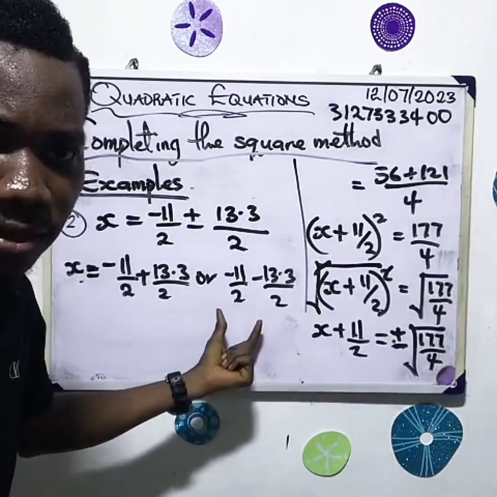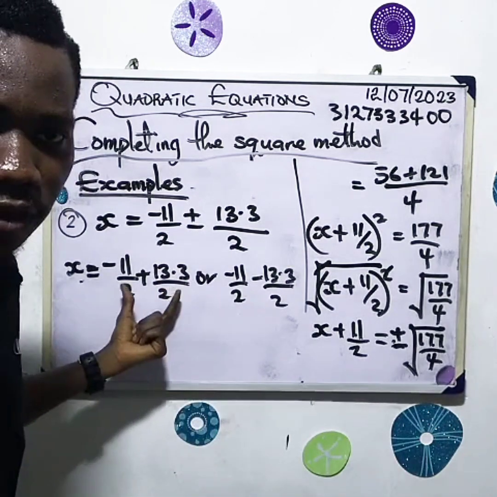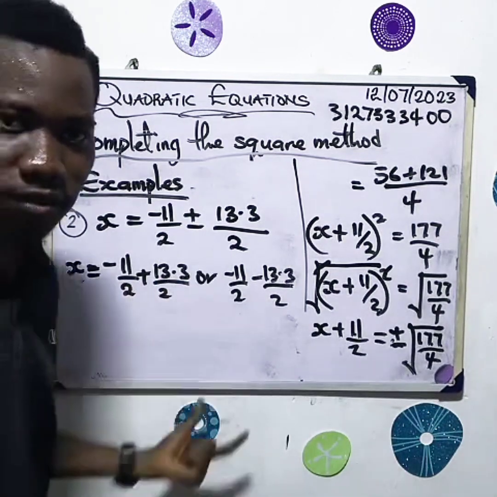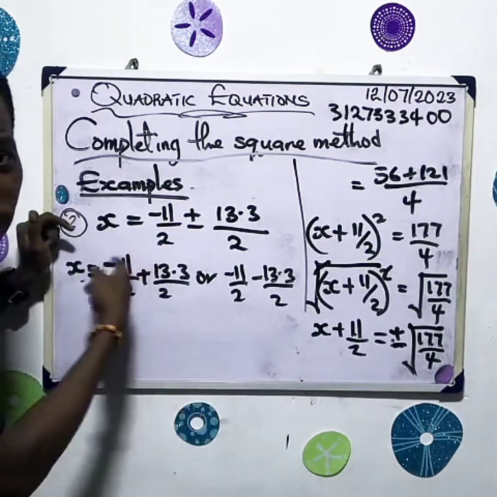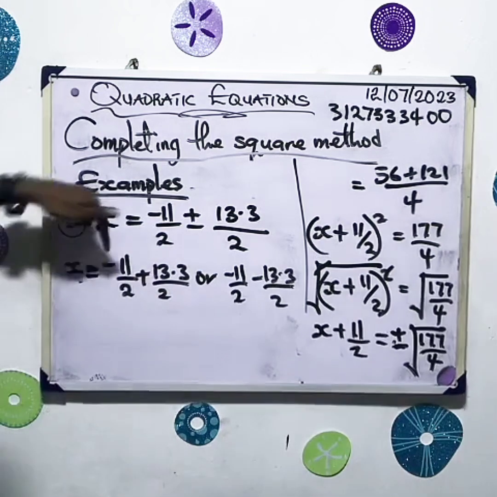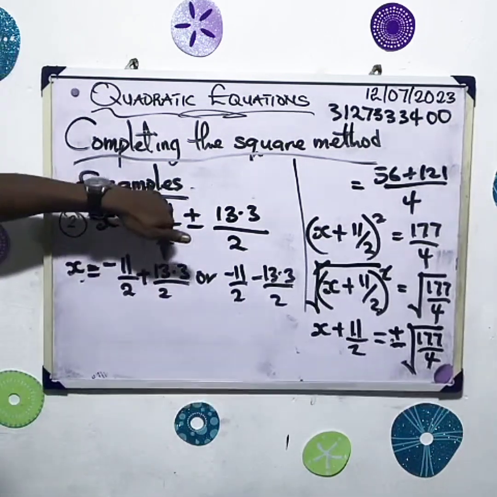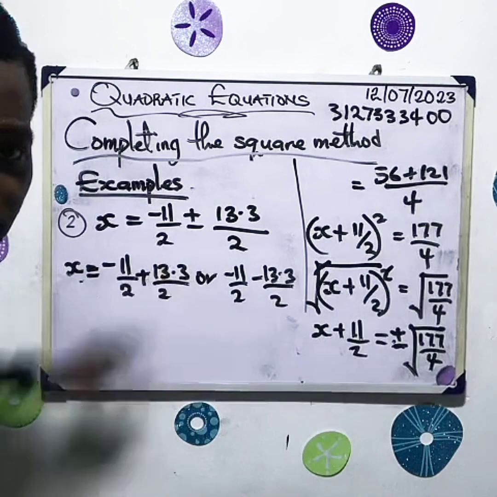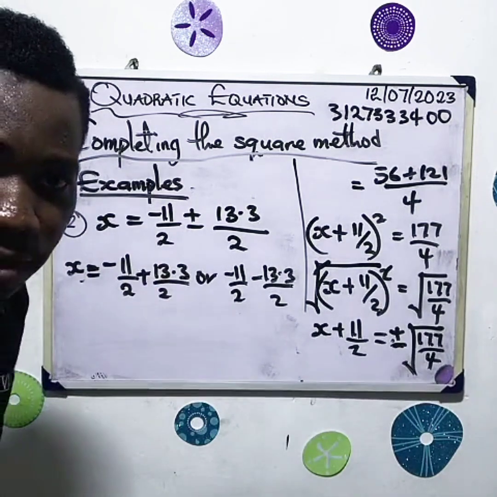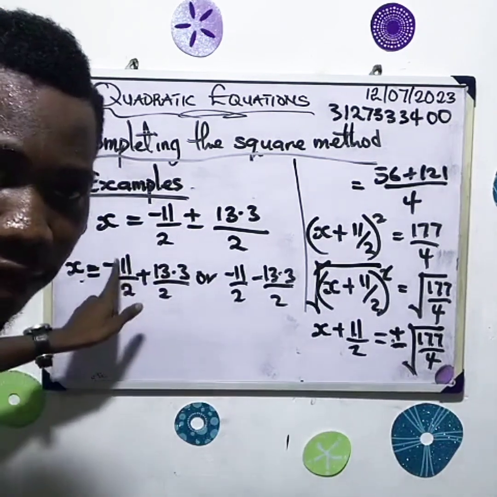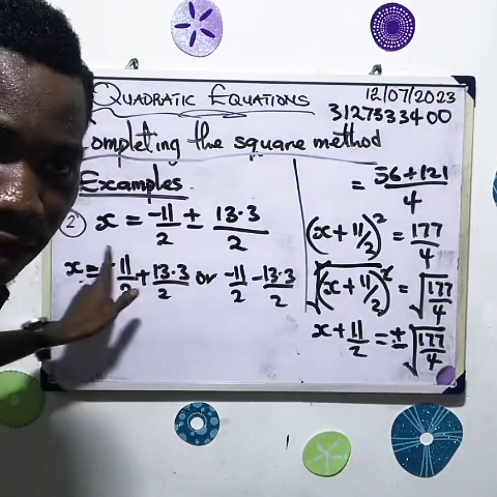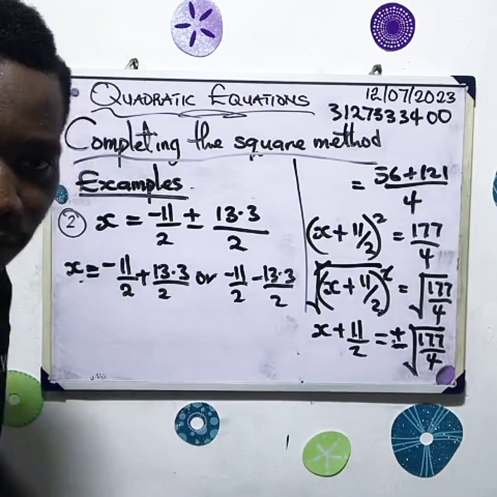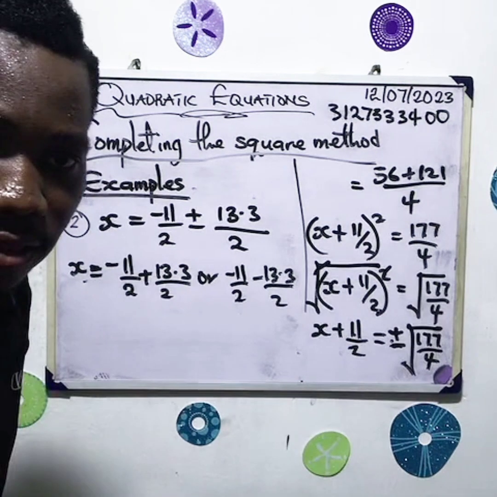Can you leave your answer there? No, we cannot stop here. We're not done. We'll have to finish it. So now, both of them have the same denominator, so we just sum up the numerators. What is minus 11 plus 13.3? Note, I am owing 11 and I have 13.3. So if you take away the 11 that you are owing, you are still having 2.3.